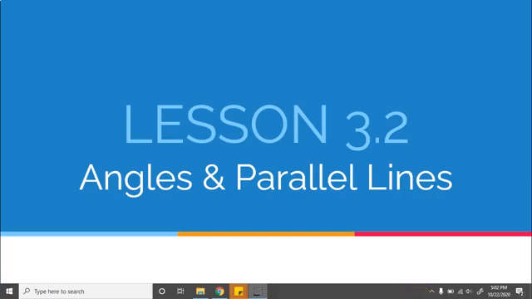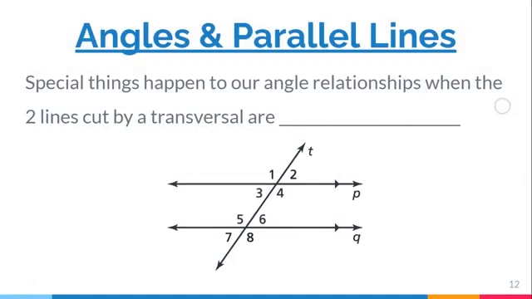Today's lesson is lesson 3.2, angles and parallel lines. We talked about several different angle pairs when we have a transversal that crosses two or more lines, but special things happen with our angle relationships when those two lines that are cut by a transversal are parallel.